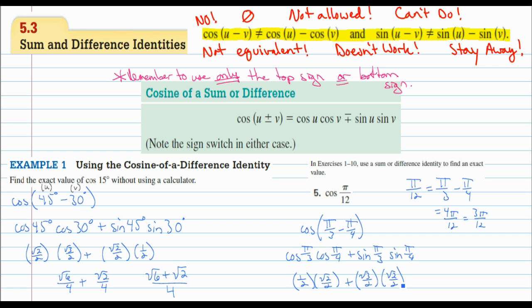And then when I multiply all that out, I get a common denominator of 4 again, and then square root 2 plus square root 6. Technically the same answer as before, just written differently.